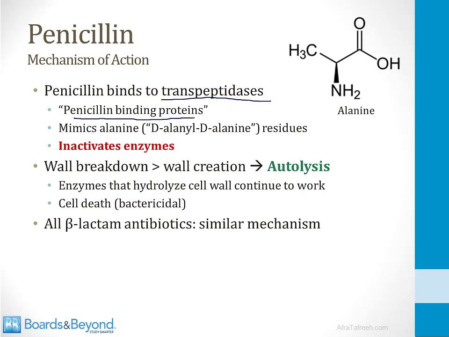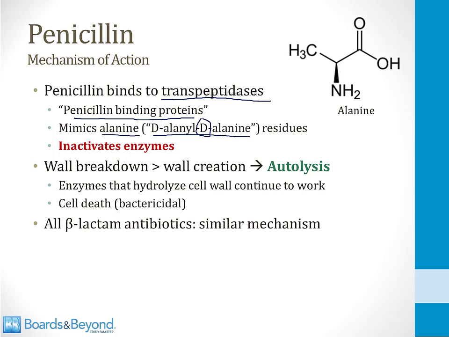The reason it can bind to these enzymes and inhibit their action is because penicillin mimics the two alanine amino acids at the end of the peptide chain. You will see this written in textbooks as stating that penicillin mimics the D-alanyl D-alanine residues at the end of the peptides. What this means is that penicillin mimics the two alanine amino acids. The letter D is denoted because these amino acids in bacteria are in the D configuration, in contrast to human amino acids which are in the L configuration.